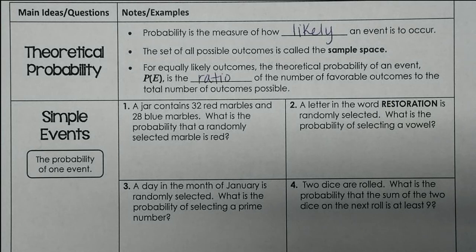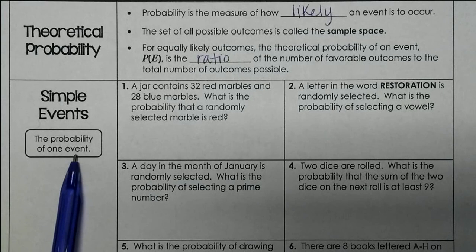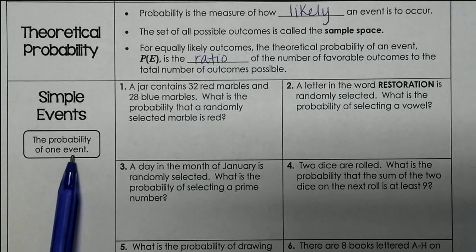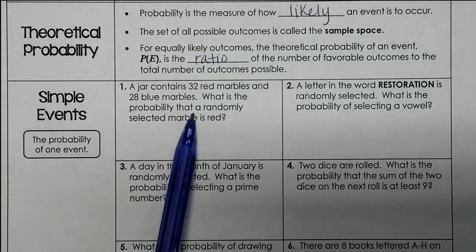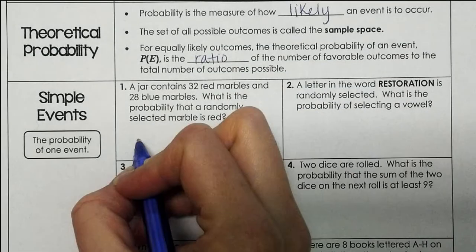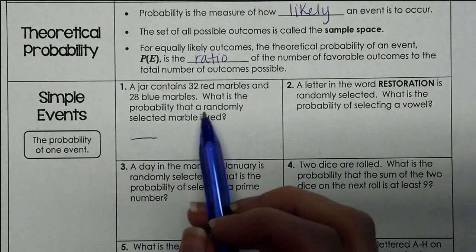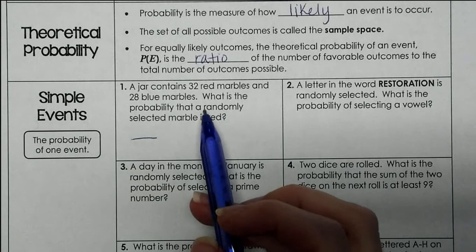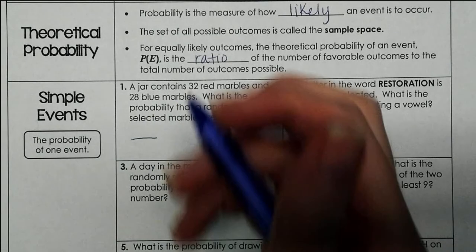So we're going to look at simple events first. With simple events, it's just the probability of one event happening, so we only have one event at a time. If you look at number 1, it says a jar contains 32 red marbles and 28 blue marbles. What is the probability that a randomly selected marble is red? In your fraction, you're going to have a numerator and a denominator. The denominator is going to be the total number, so we have to total up how many marbles we have. If you take 32 plus 28, you're going to have 60 total marbles.